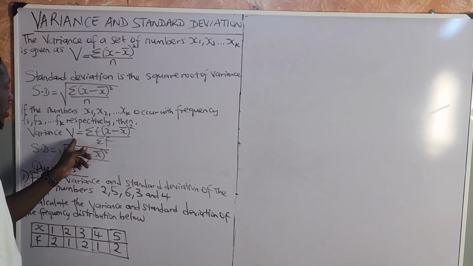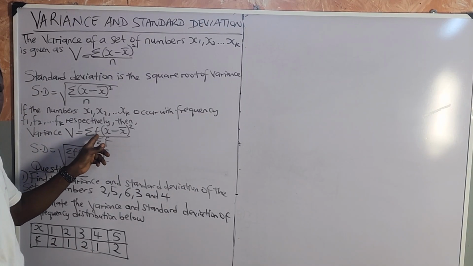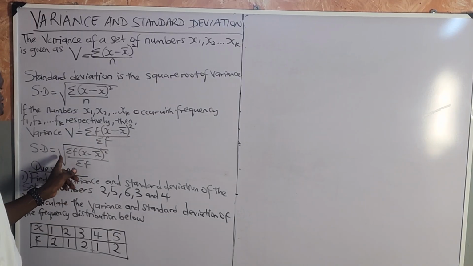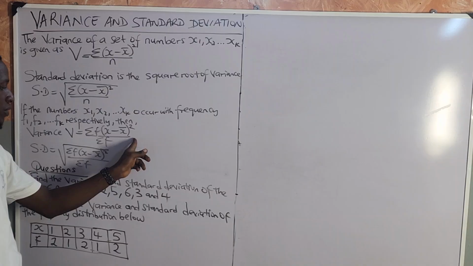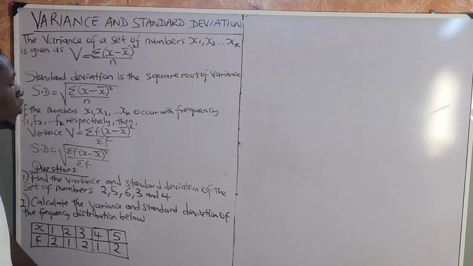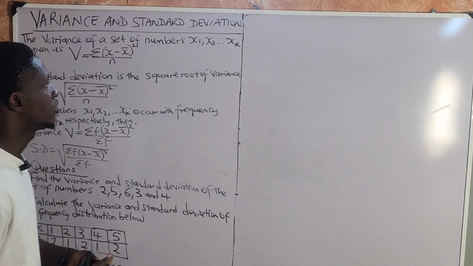That is, the variance will become the summation of f, the frequency, times (x minus x bar) all squared, and the standard deviation will become the square root of the variance. So we have two questions here to illustrate how to use these four formulas. Let's go right to the question.